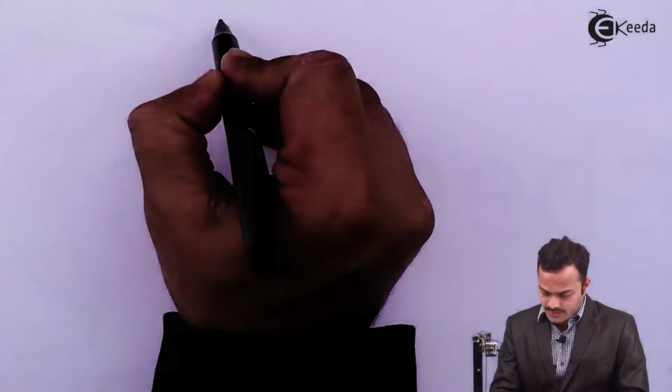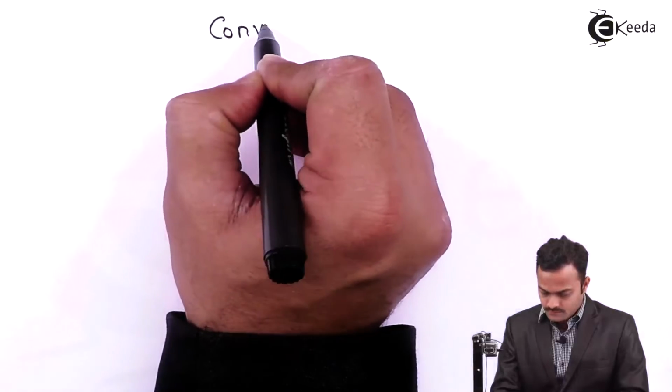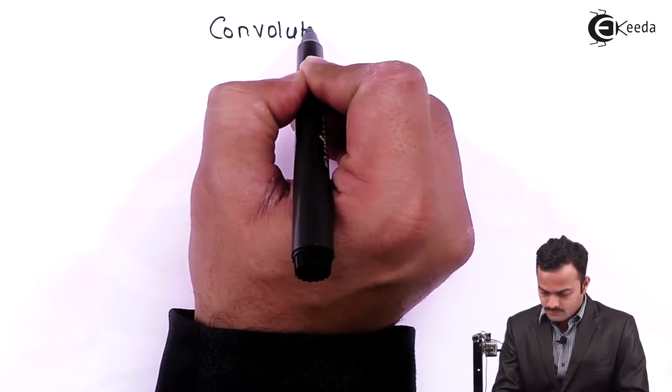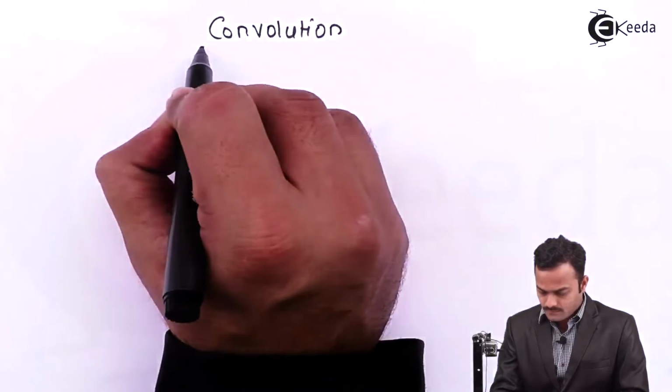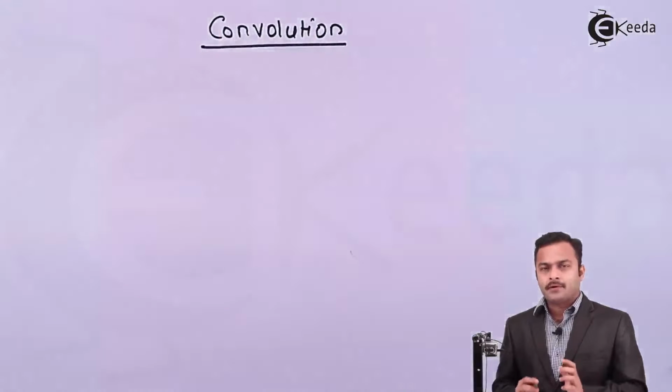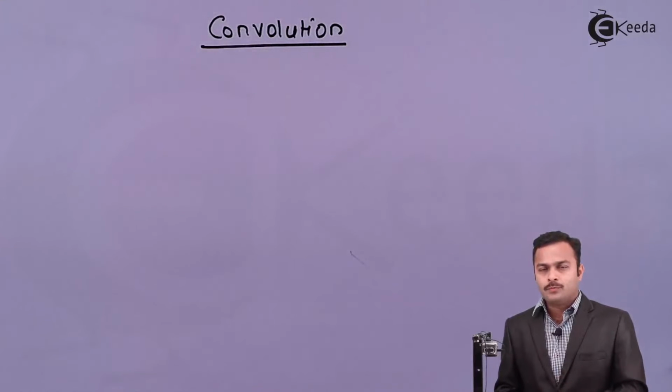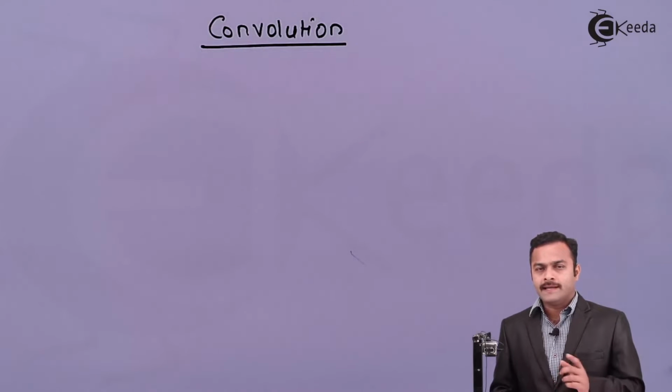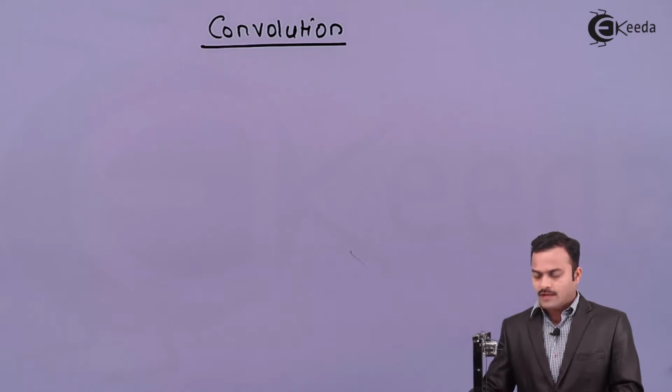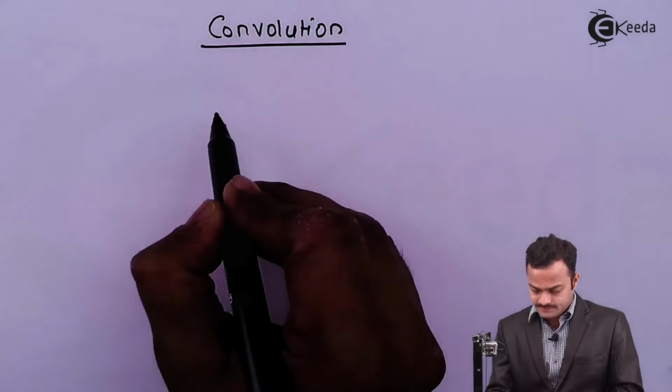In this video, we are going to see a procedure to solve problems based on convolution. So convolution is nothing but a process to get an output if an input is given, provided I know the impulse response of a system. So graphically it is represented like this.